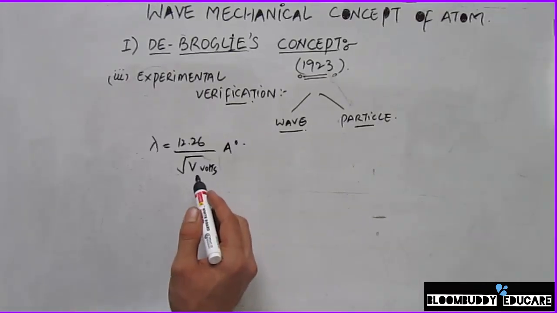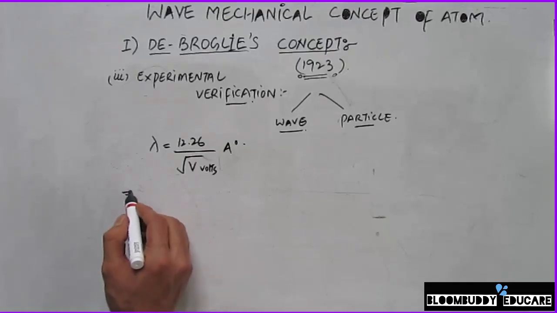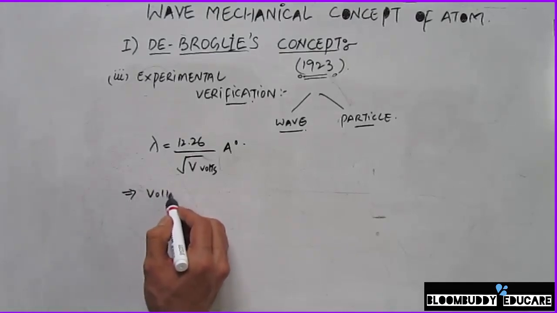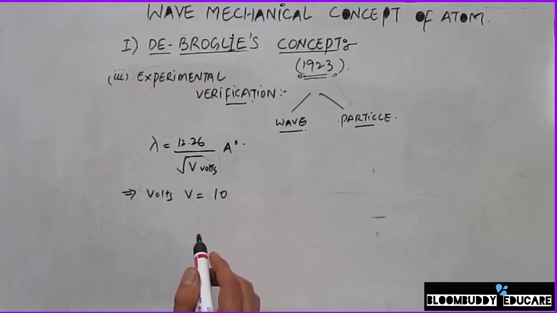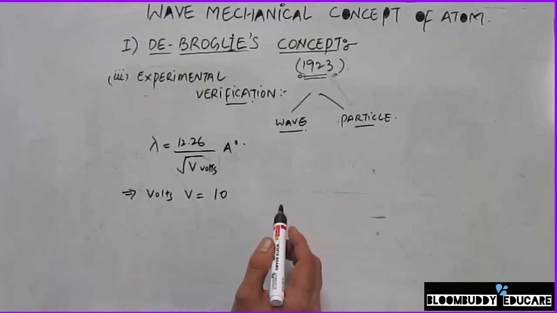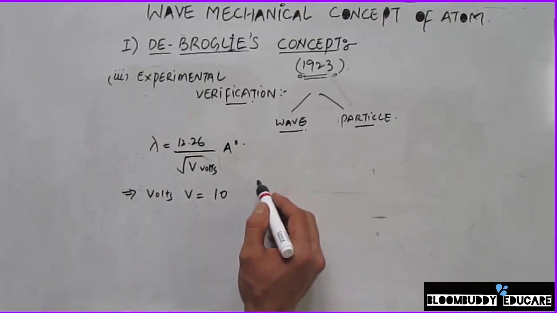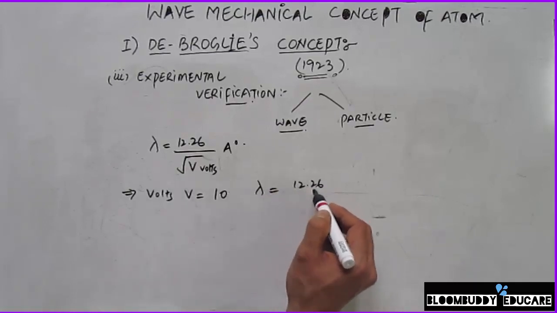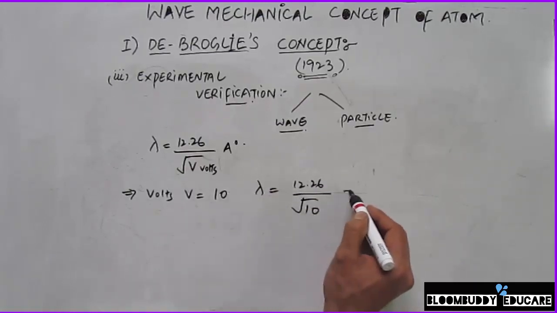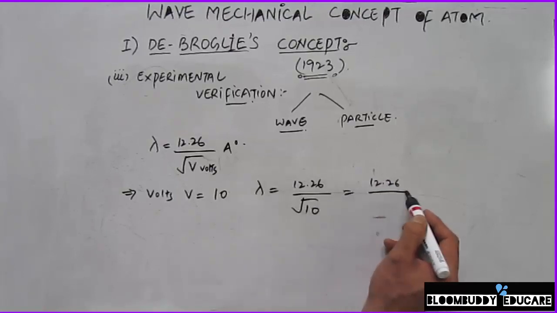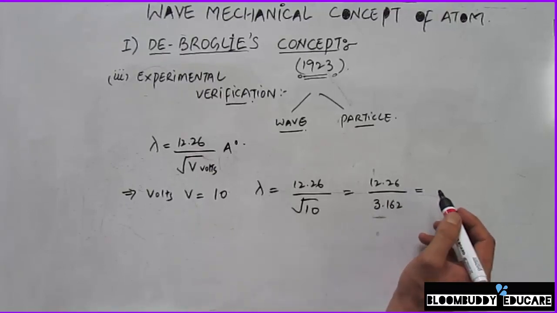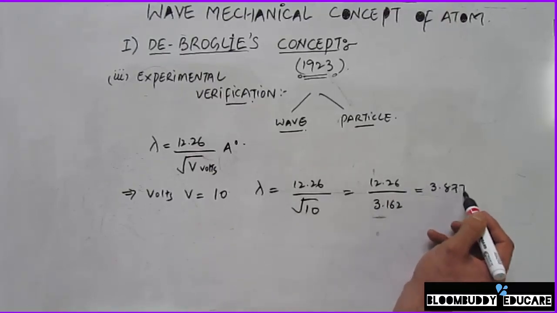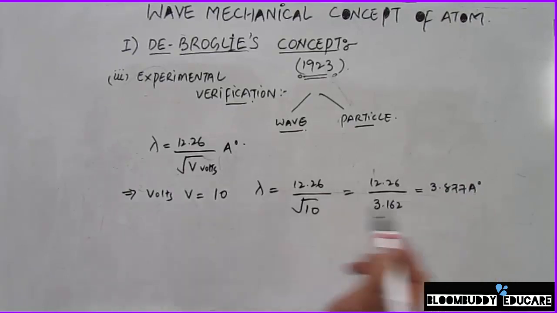Now in this de Broglie's equation, if I suppose that the volts or the V is equal to 10, so if I'm applying 10 volts to an electron, then what's going to be the wavelength? So if we calculate it, lambda is equal to 12.26 divided by under root 10. So under root 10 is equal to 3.162, which gives us a value of around 3.877 angstrom. That means that the wavelength is going to be equal to 3.877 angstroms.